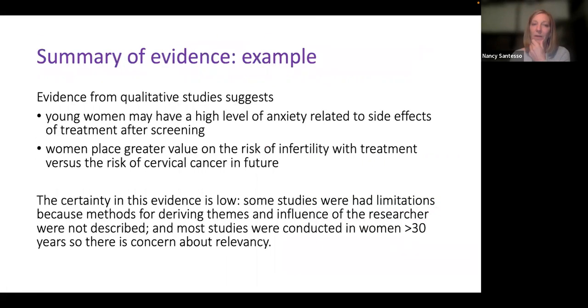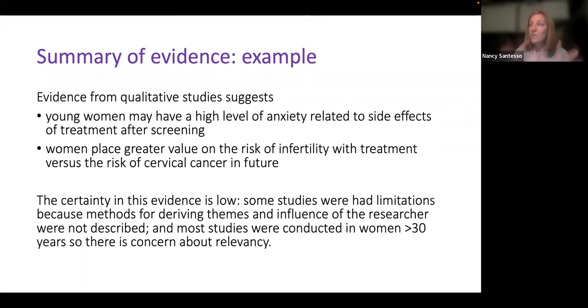Okay, good. And here's an example. We did a search, looked for some studies, and found some qualitative studies. Young women may have a high level of anxiety related to side effects of treatment after screening, so more value is placed on those side effects. Women place a greater value on the risk of infertility with treatment, so side effects or adverse events, versus the risk of cervical cancer in the future.